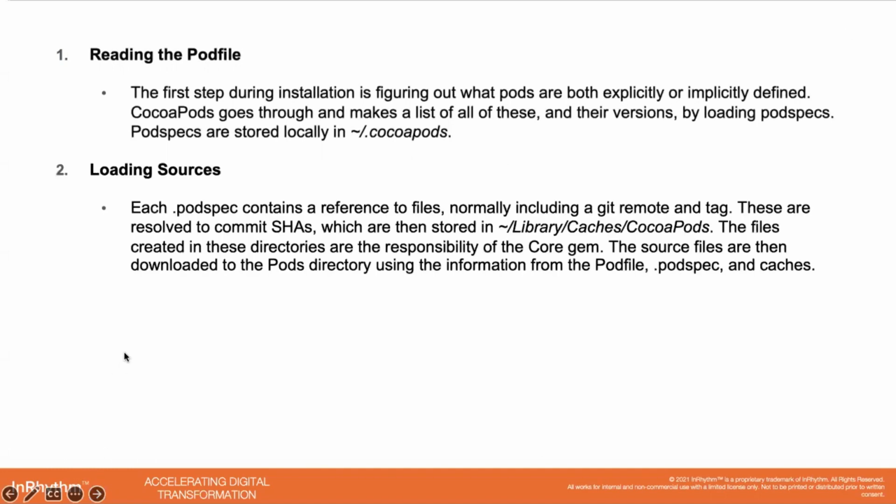So next, loading sources of those pods. Each pod spec contains a reference to files. Usually it's a git remote or tag. And these references are resolved to commit SHAs, and they're stored in the cache's CocoaPods folder. These files are created in those directories, and this is the responsibility of the Core gem, which we mentioned already. And then the source files are downloaded to the Pods directory using the information from the Podfile, pod spec, and cache.